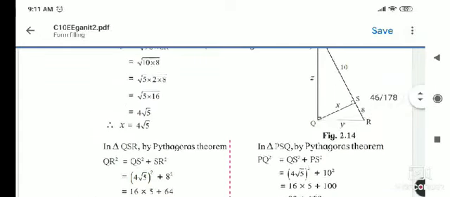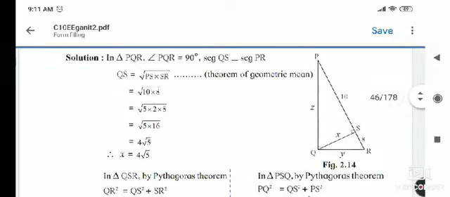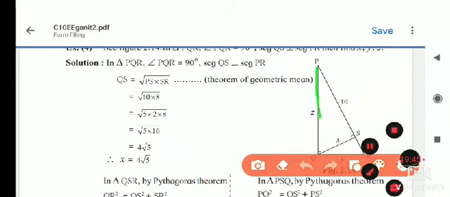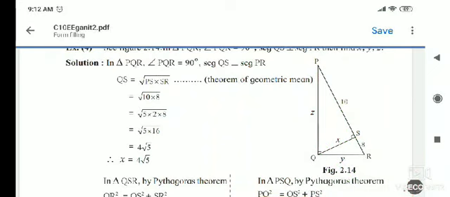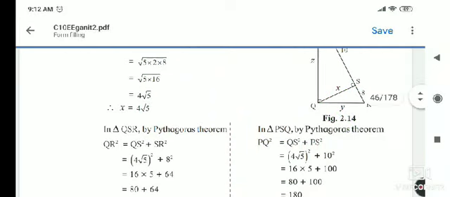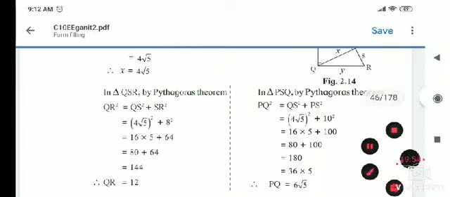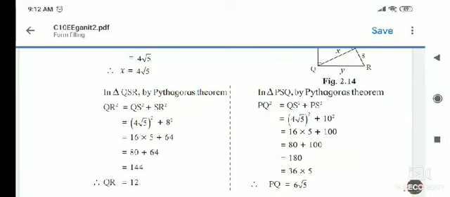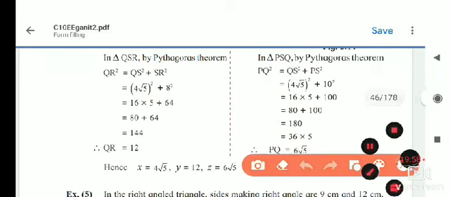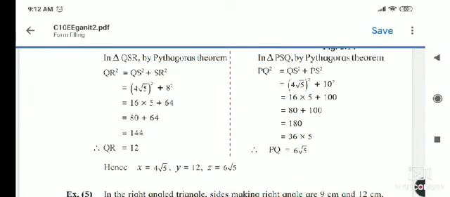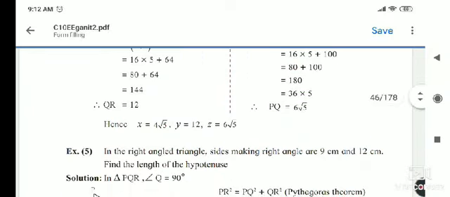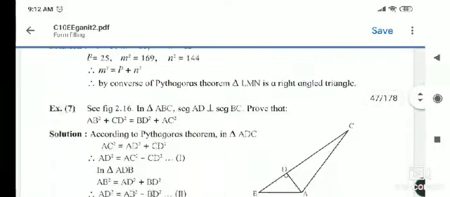Now in this triangle PQS, here also if you use the Pythagoras theorem, you will get the value of Z, that is PQ square. PQ is the hypotenuse, so it is the sum of the squares of the remaining two sides. Put the values here: 4 root 5 and 10, and if you solve it, you will get the value 6 root 5. So in that way we have to solve this example.